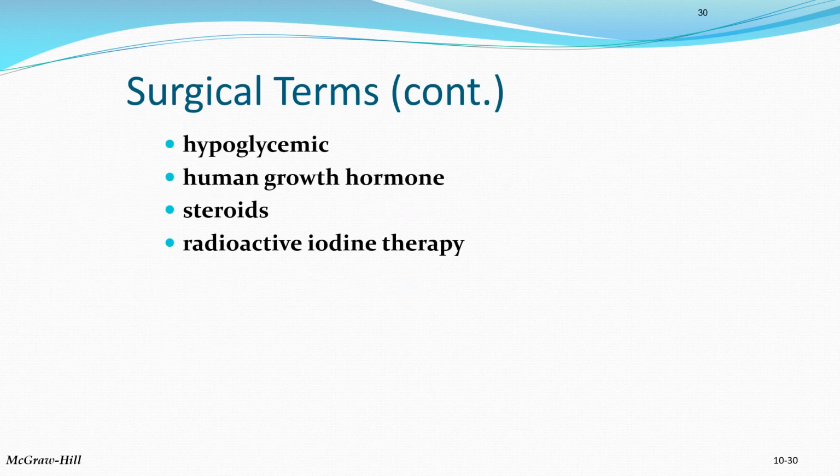And lastly, low blood sugar, hypoglycemic. Human growth hormone. A lot of athletes will abuse human growth hormone. And if you use it as an adult, then it's your extremities that get bigger. So their head will get bigger, their fingers will get longer, their jaw will elongate.